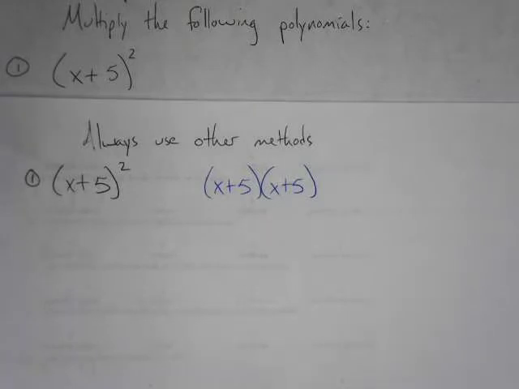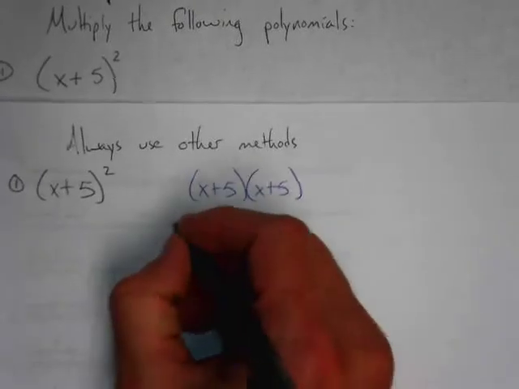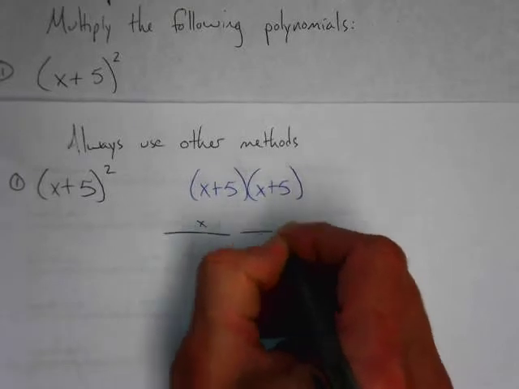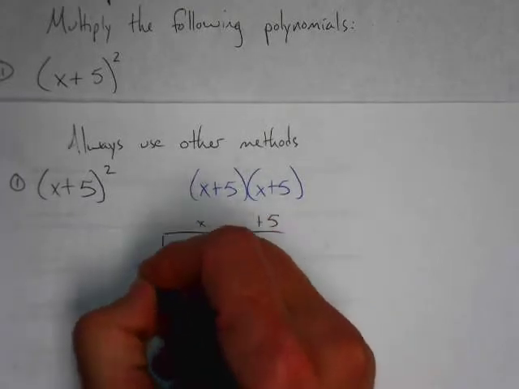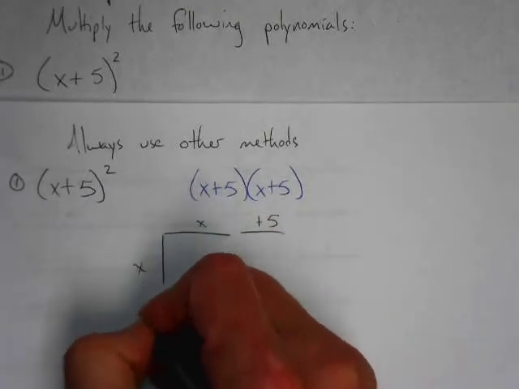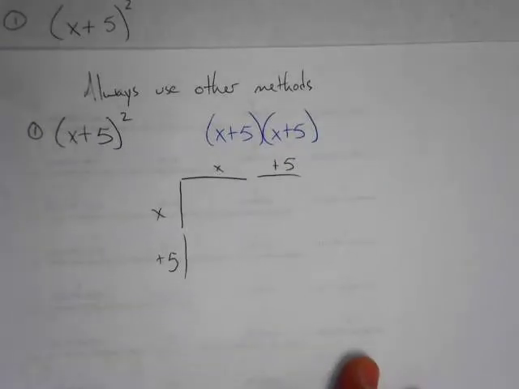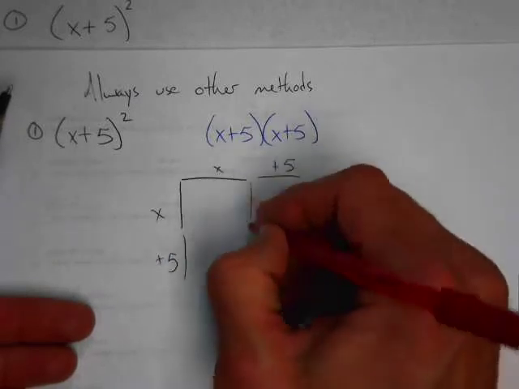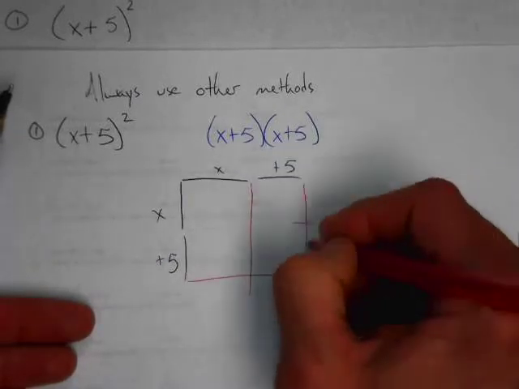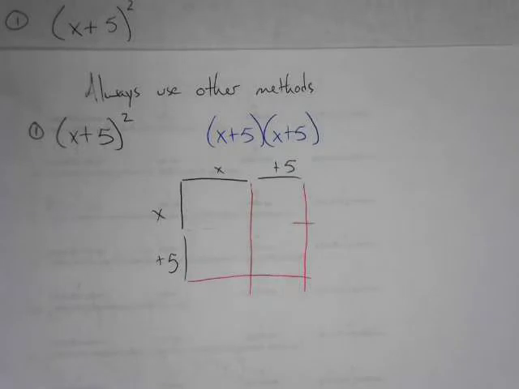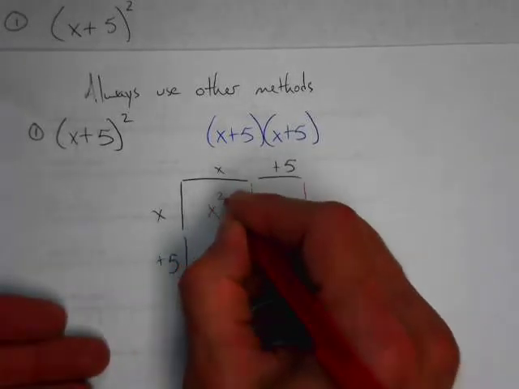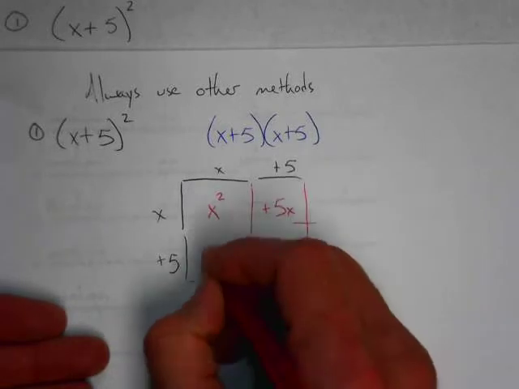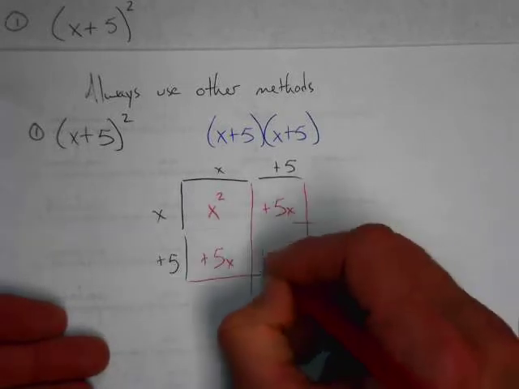You can always use other methods to multiply this out. If you want to use the area method, you totally can. So if you have an x and a plus 5 times an x and a plus 5, you can completely do that, and hopefully you will see a pattern emerge after we work out number 1 and number 2 this way. So x times x, of course, is x squared, and then plus 5x here, and a plus 5x there, and then a plus 25 over here.